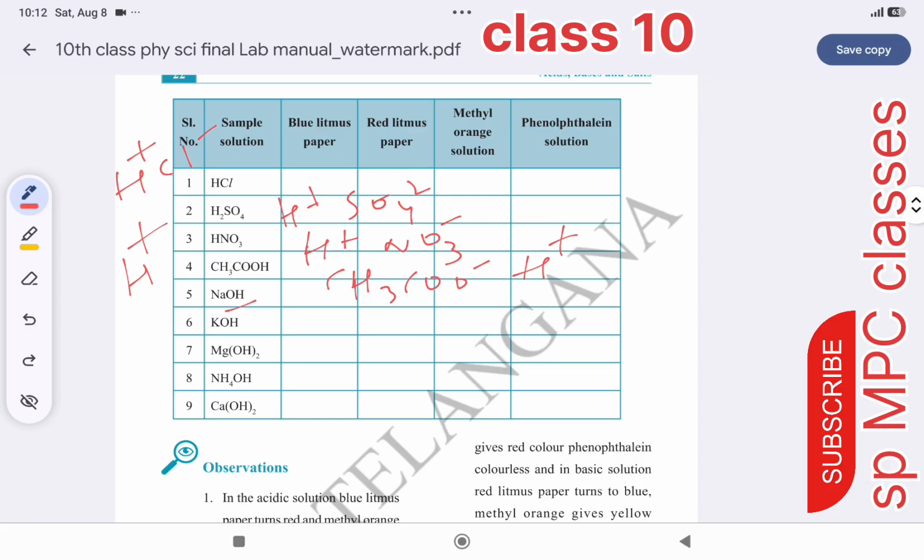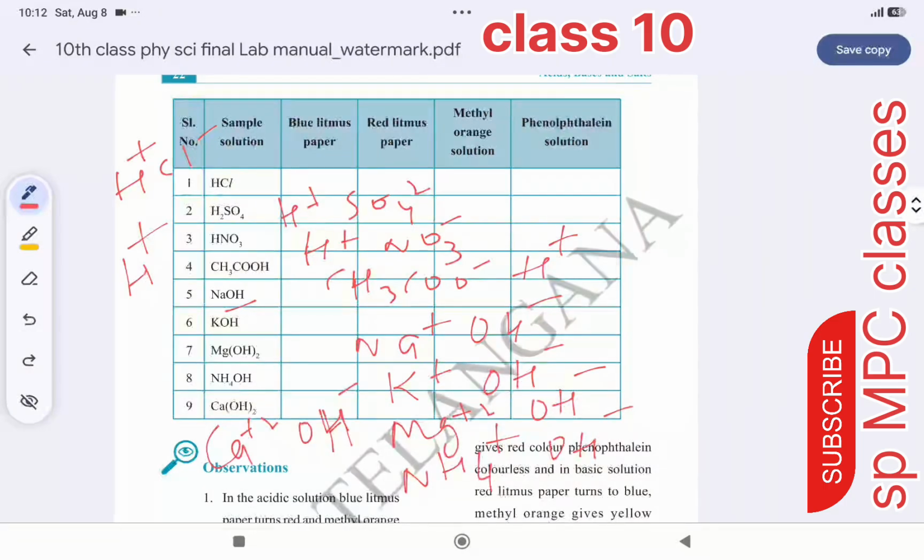The fifth one, Na plus OH minus, sodium hydroxide, it is a base. The sixth one, potassium hydroxide, K plus OH minus, it is also a base. Magnesium hydroxide, Mg plus 2 OH minus, it is also a base. NH4OH, NH4 plus OH minus, it is also a base. And calcium hydroxide, Ca plus 2 OH minus, it is also a base. So we can say compounds containing OH minus ions are bases.